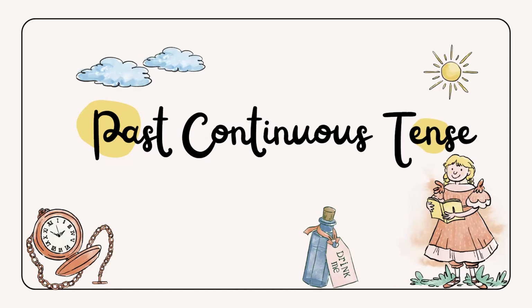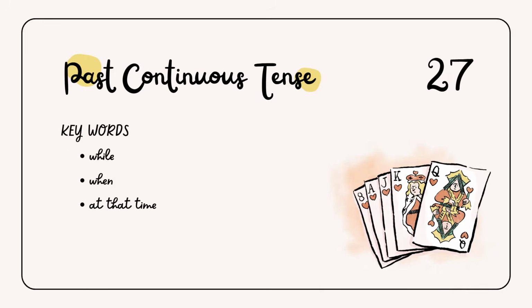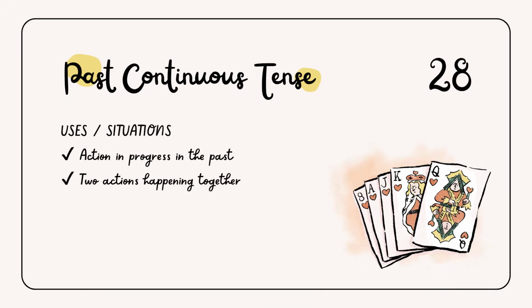Now moving on to past continuous tense. Past continuous tense shows an action that was going on in the past. So it took some time to complete in the past. That's why it is past continuous tense. And the sentence structure is subject plus was or were plus verb plus ing. This tense is often used with keywords like while, when, at that time. Why? Because here the action is in progress in the past where two actions are happening together simultaneously.